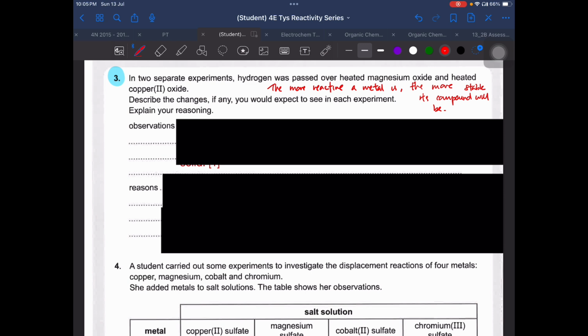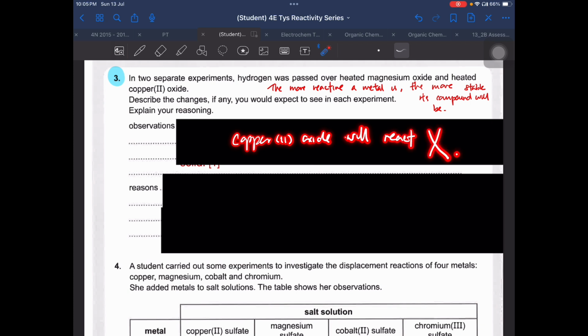So what are the changes in terms of observations? Do take note that as we are talking about observations, focus on what you can see. Oftentimes, students may write things like, oh, copper 2 oxide will react. But do take note that there is no way that we can see whether it reacts or it doesn't react. What we can see is actually a change in terms of observation. So it could be color, it could be the size, etc., or gases and whatnot.